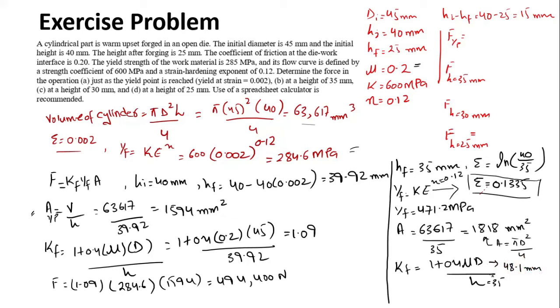millimeter. So we can put these values in this shear factor formula, and put the value of shear factor, cross-sectional area, and the flow stress into the force formula of the forging. We can get the answer directly, that is equal to 950,700 newtons. So this is the force that is required to reduce the height of this cylindrical body from 40 millimeter to 35 millimeter. Now we can move on to the next part. Let me erase this one.